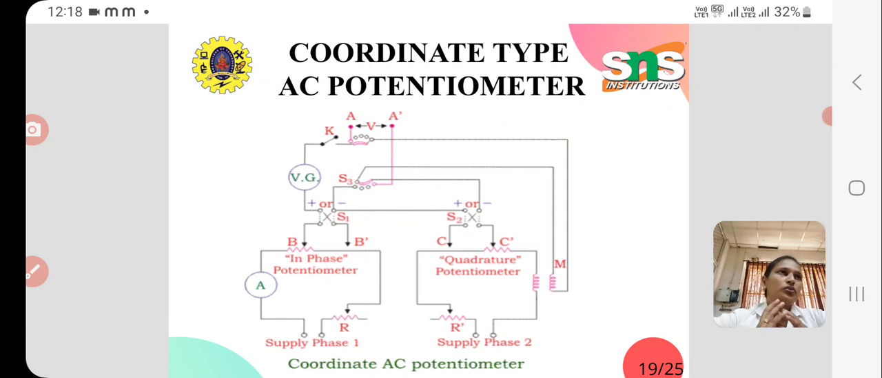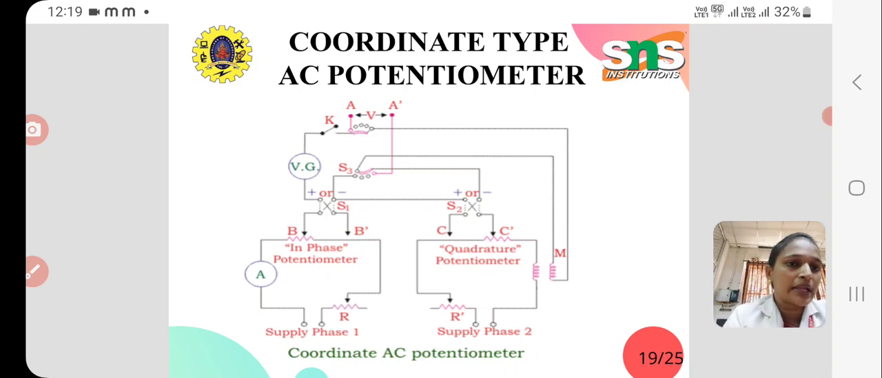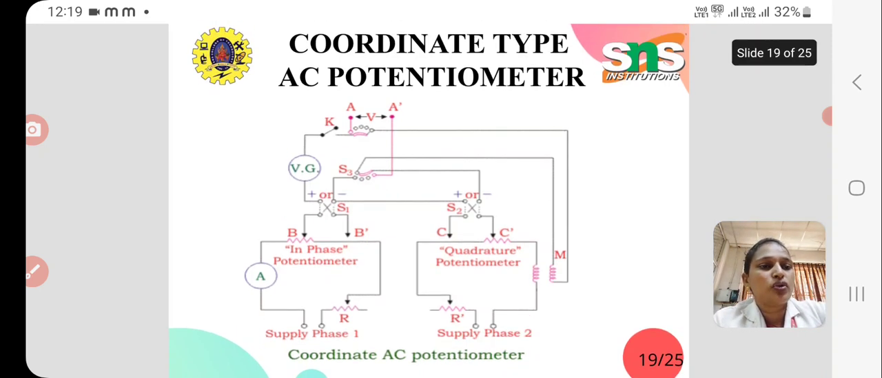Now if we want to measure voltages in rectangular form or Cartesian form, then we can use a coordinate type AC potentiometer. A coordinate type AC potentiometer gives the output in coordinate form, which is nothing but the rectangular form, that is V equals V1 plus jV2. So the unknown EMF measured will have two parts, one is the real part and the other is the imaginary part. This is the construction of a coordinate type AC potentiometer.